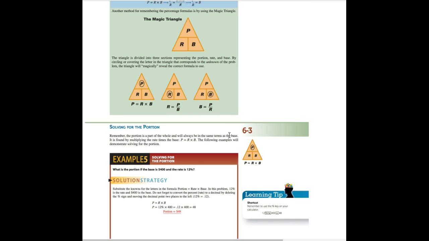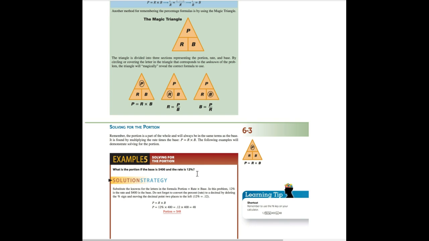So we're going to start by solving for the portion, the P value in our magic triangle. And they have a little picture of it right over here in your textbook. The portion is the part of the whole, and it will always be the same terms as the base. Remember, dollars, dollars, people, people. All right, so what is the portion if the base is 400 and the rate is 12%?